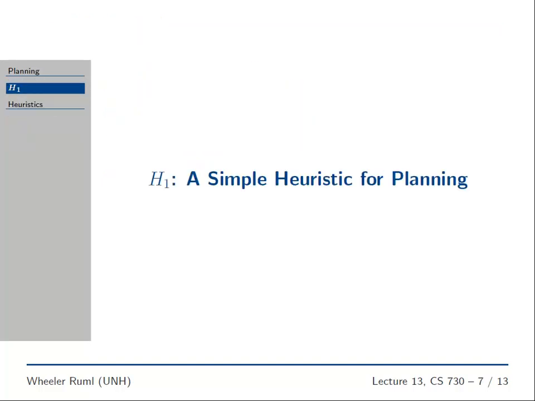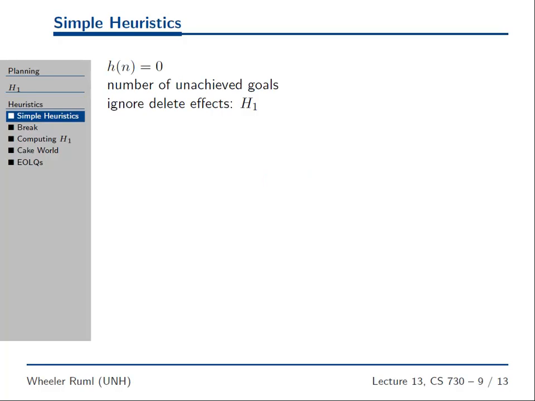Do I have any others on that first? Number of unachieved goals. Yeah, right there. H equals 0, I want to point out, is a totally legit heuristic, very lame. So I ask that you implement both of these. You ought to be able to do that pretty straightforwardly.